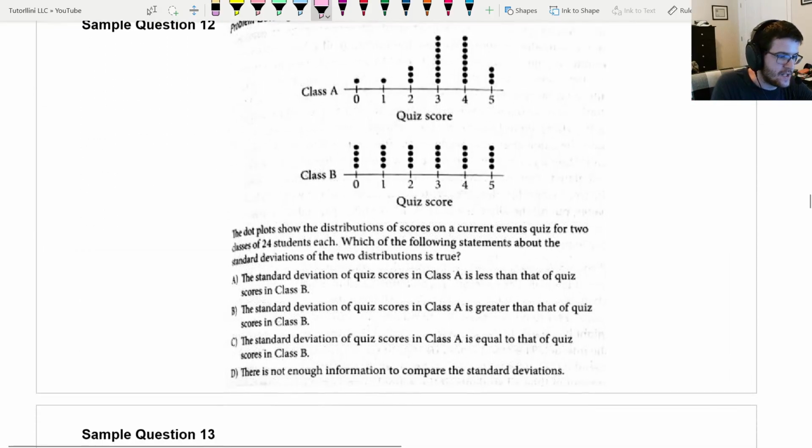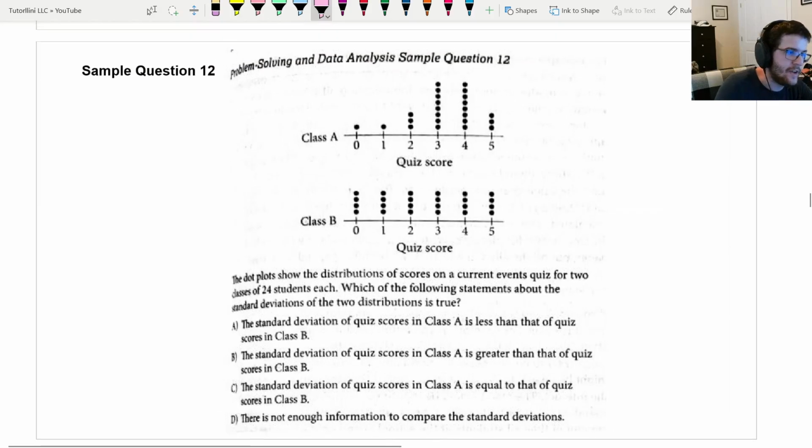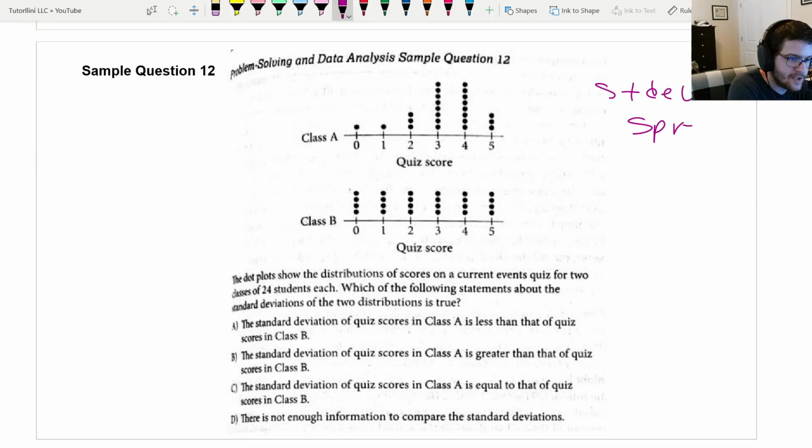Okay, this is testing us on standard deviation. Standard deviation is a measure of spread. You never have to calculate it. They just test you on the concept. So you see these ones are kind of clumped together, and these ones are all equally spread out.